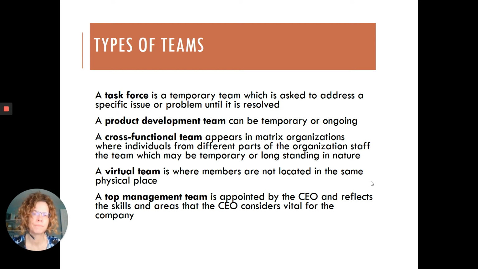And finally, you'll hear about top management teams. These are the folks who report directly to the CEO, or the chief executive officer, of an organization. And the membership of this team typically reflects the skills and areas that the CEO thinks are vital for that organization. So we might have a chief financial officer. That'd be pretty common, actually. A chief operating officer, a chief information officer, a chief technology officer. They often have chief in front of their name and in front of the rest of their title, their label.